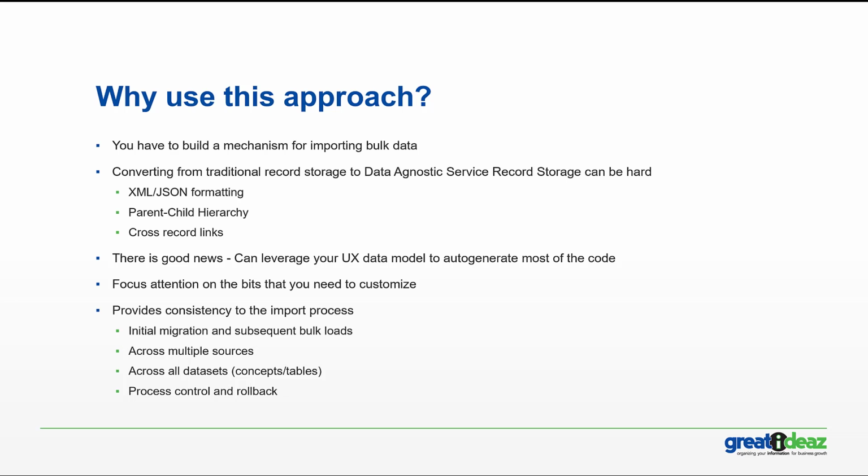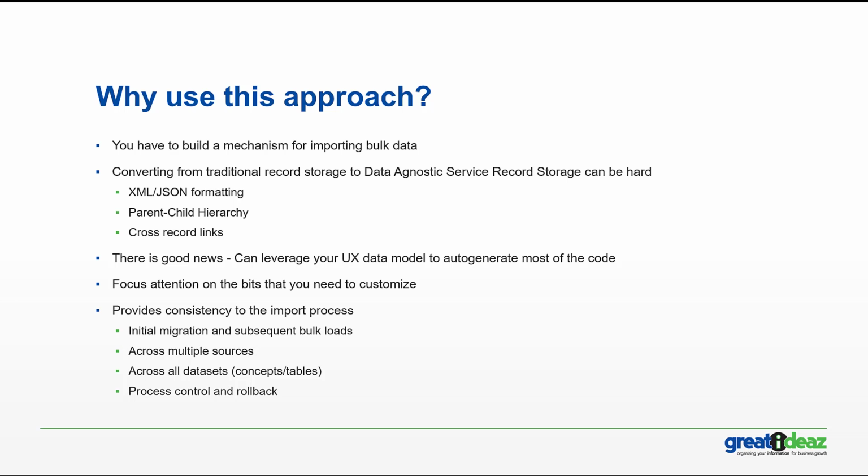You've got to figure out all of the relationships between the records. You need to map the primary keys from the original systems into instance GUIDs in the new data agnostic record storage. You've got to figure out the parent-child hierarchies by working out, well, okay, this customer record is a foreign key in an orders table. So how do we reconcile all of that?